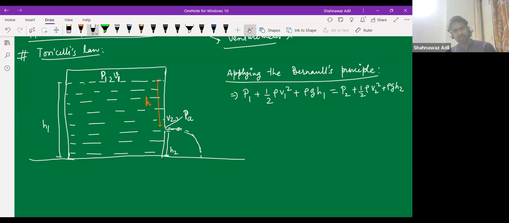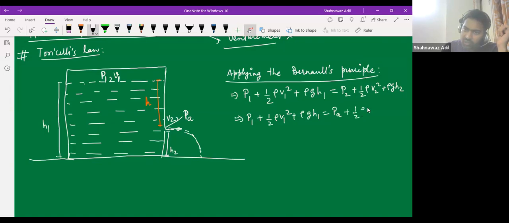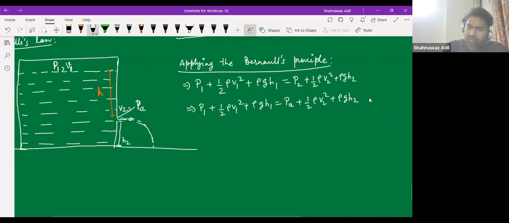Okay. So now let us write all the values. So this is P1 plus half rho V1 square plus rho g h1. P2 we can write as PA plus half rho V2 square plus rho g h2. Right. Now let us write this as equation 1.